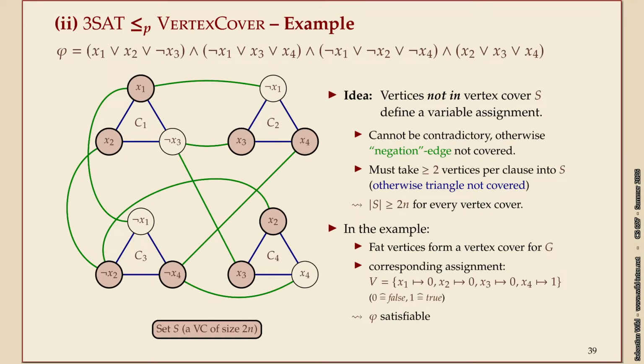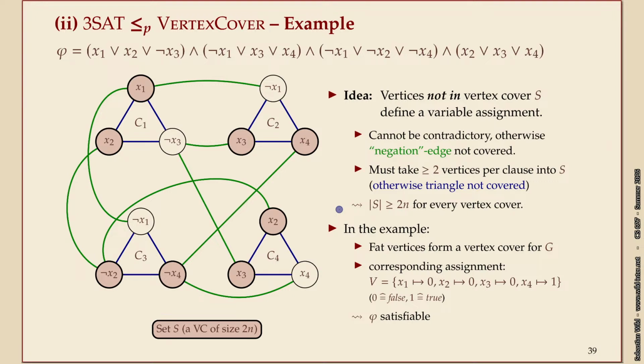I only have time for the example. Here's a formula. It has these clauses. For each clause, you make a little triangle, connected by these blue edges, and the vertices are labeled by the literals in the clause. That by itself wouldn't be interesting, but you add green edges between every 2 literals in different clauses that contradict each other. So here I have x1 and not x1. I cannot have both at the same time, so I put an edge between them. And you do this for all pairs of literals. If they are a variable and the negation of the same variable, put an edge between them in green.